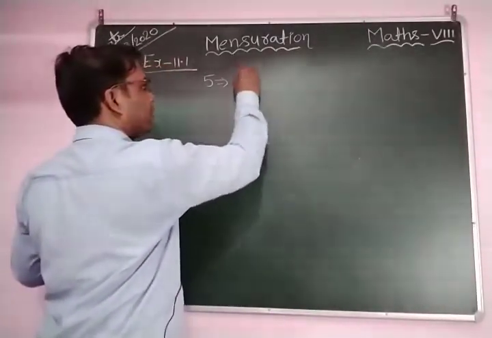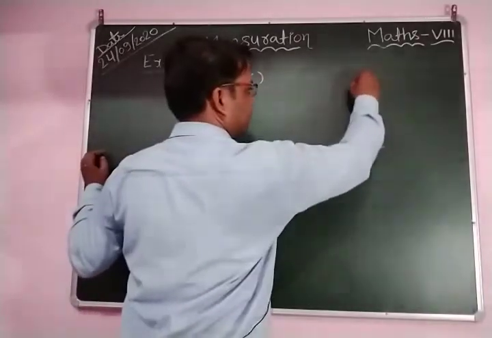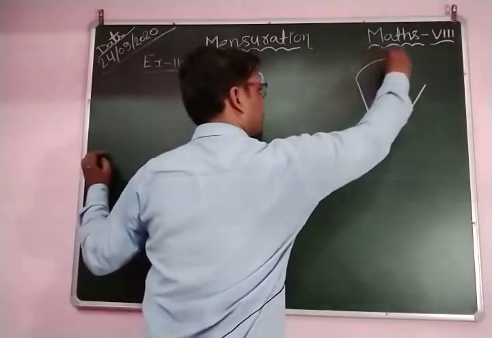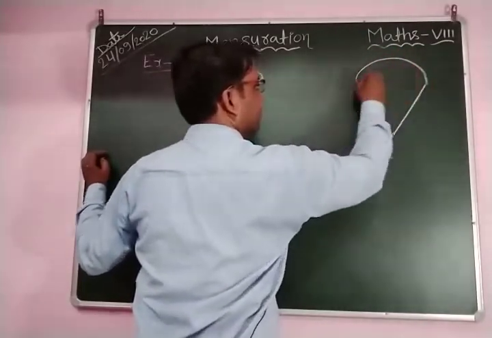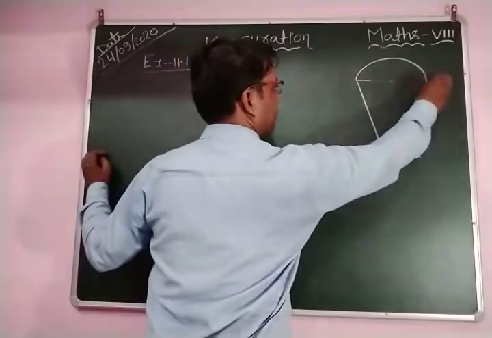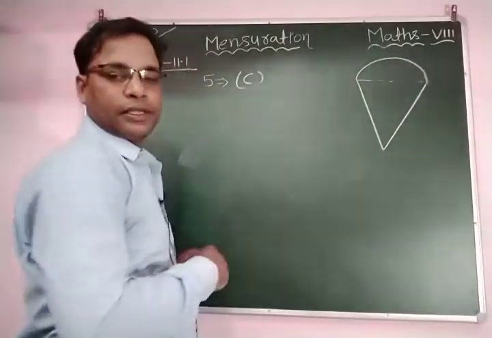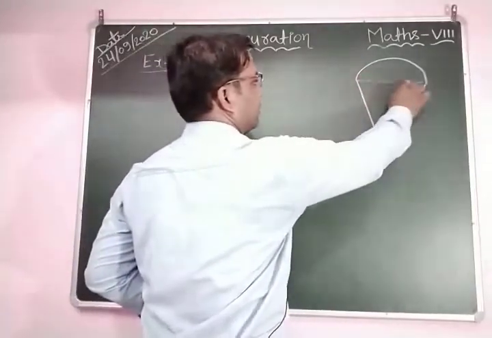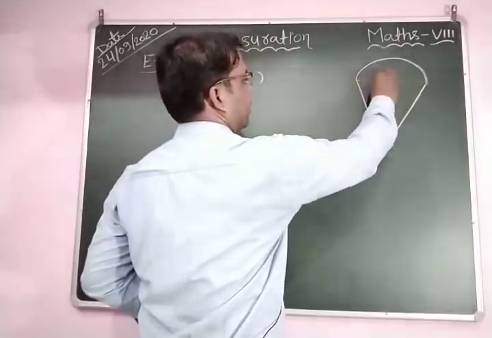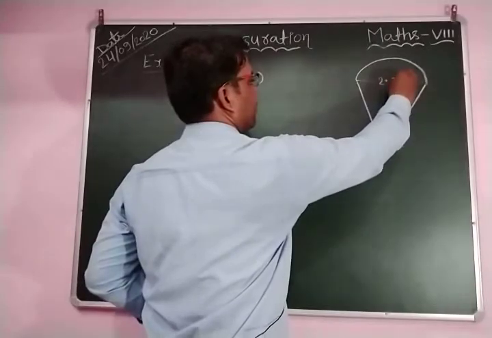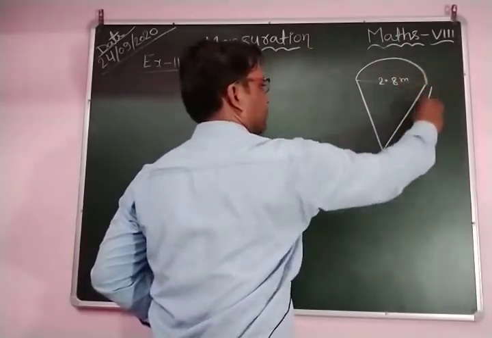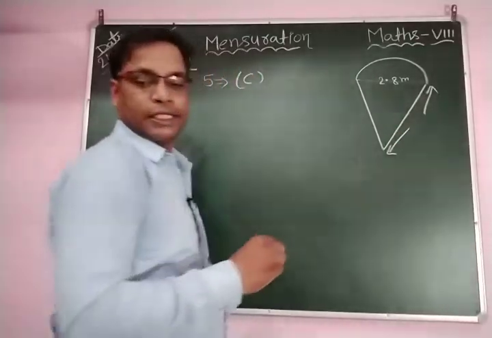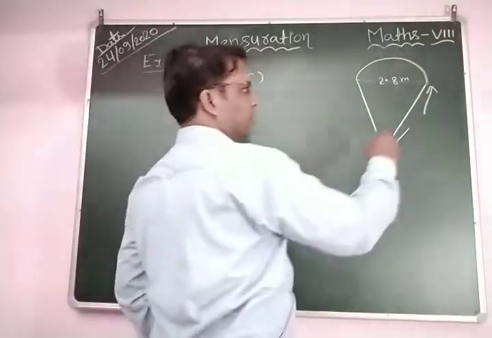C part of this question, the shape is like this. Okay, and this distance is given as 2.8 meter. Here this distance is 2.8, and this other distance is also given here. What is this distance? This is given as 2.2 centimeter.